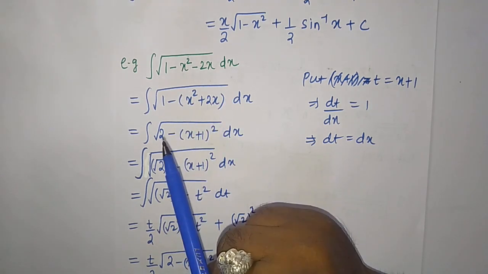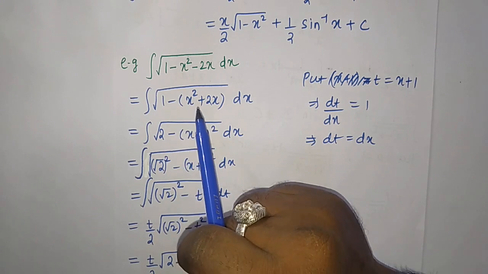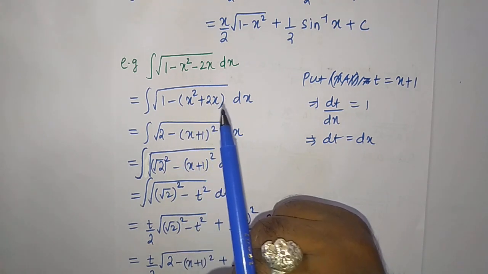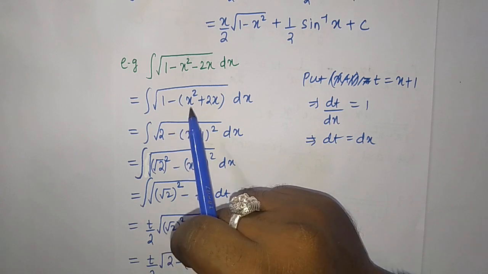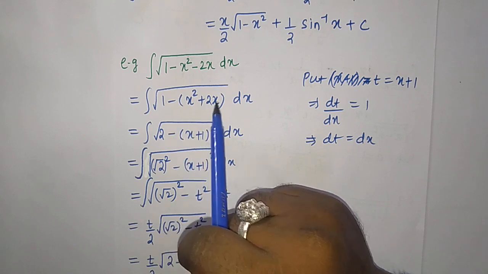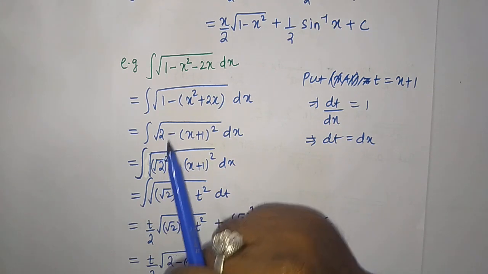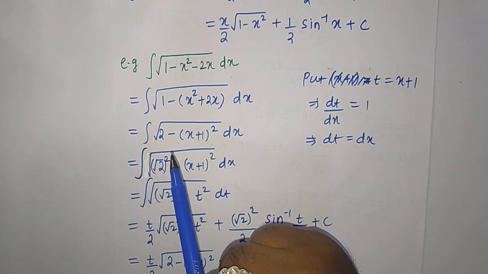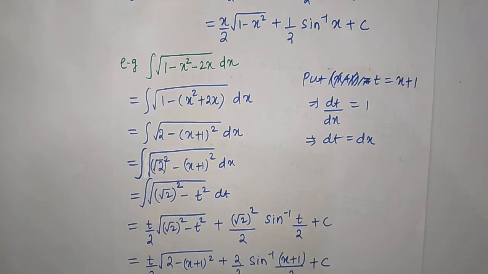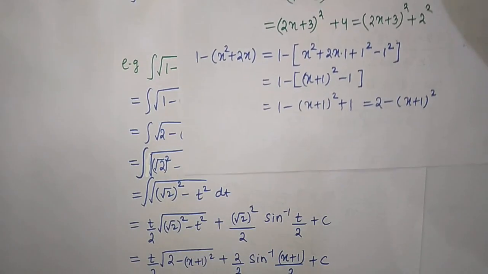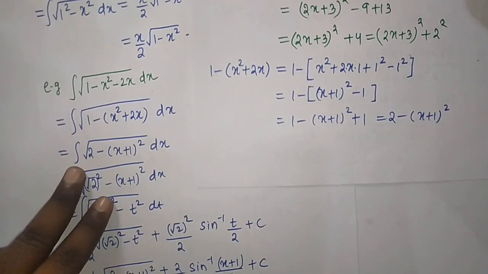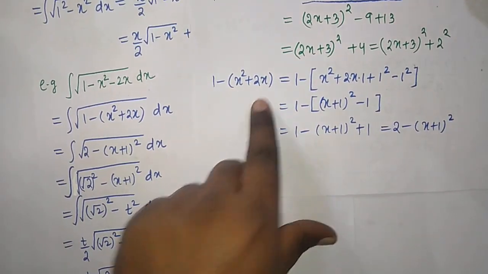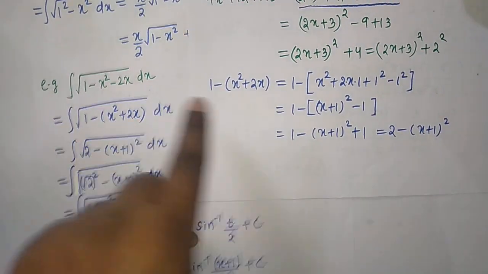bracket ends. Now here, in place of 1 minus x square plus 2x, I have put 2 minus x plus 1 whole square. How do we get that? Here I have solved it. See here, 1 minus x square plus 2x.